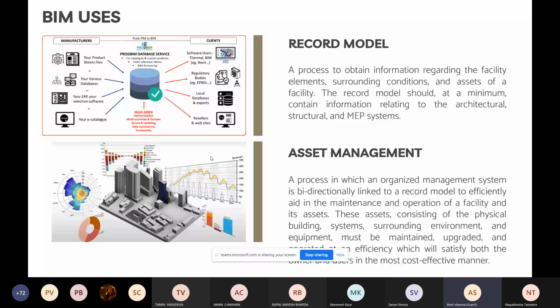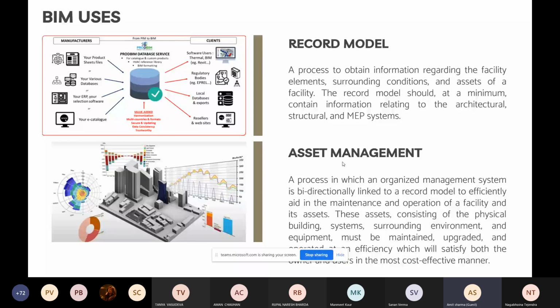So in a record model, everything you have is one click away. You can have the manufacturer warranty attached to your model. You can see when the thing was installed, and it's kind of a live model which is used in asset management. Asset management is when we are doing any kind of maintenance on the buildings.